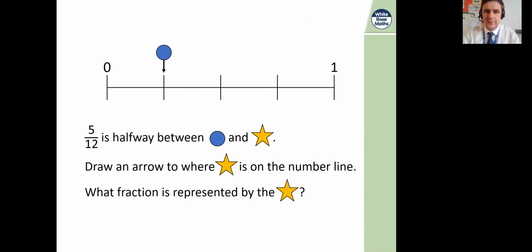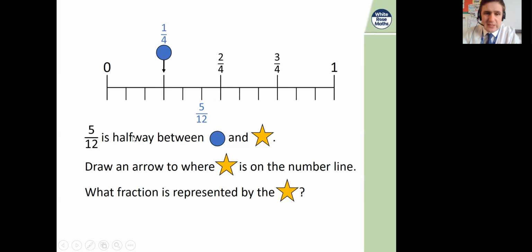Right, so let's go through it then. It says that 5/12 is halfway between the circle and the star. Well, let's put 5/12 on, shall we? These intervals were at quarters. Hopefully you spotted that the blue circle was at a quarter. Now, whereabouts would 5/12 be? Well, we need to break it into 12s, don't we? Okay, so let's do that then. Let's break up into 12. Whereabouts would 5/12 be? I know 2/4 is equivalent to a half, and a half is equivalent to 6/12. So this one here must be 6/12, which means this one here is 5/12. So it's going to be there, isn't it?